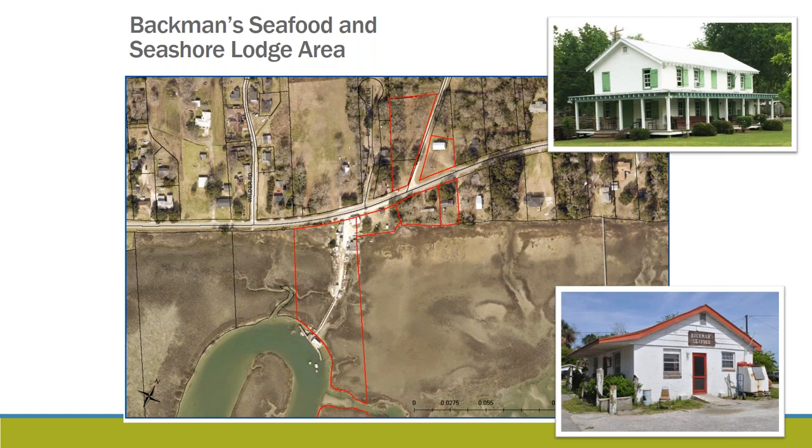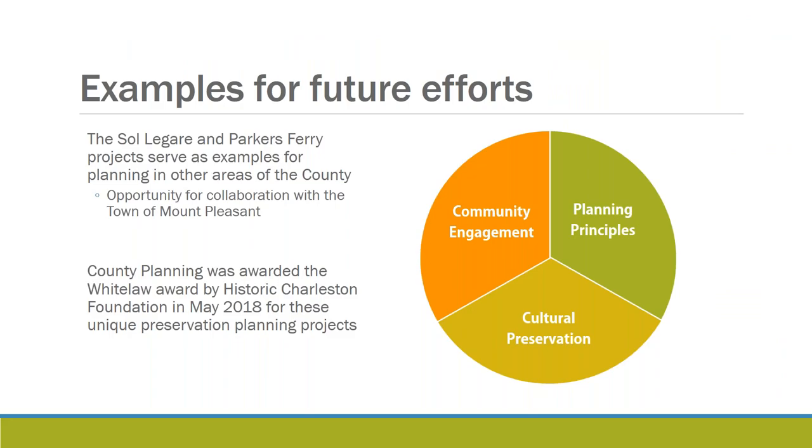And then the last area is where Backman Seafood and the Seashore Lodge is. And this was at the intersection of Soligree and Old Soligree Road. And the community really thought that this could be sort of the downtown of Soligree. We heard that at one of the meetings. And so this was identified as a commercial node, and the Seashore Lodge actually has been listed on the National Register and restored by the community and serves as a community landmark. So this was a good commercial potential for the community.